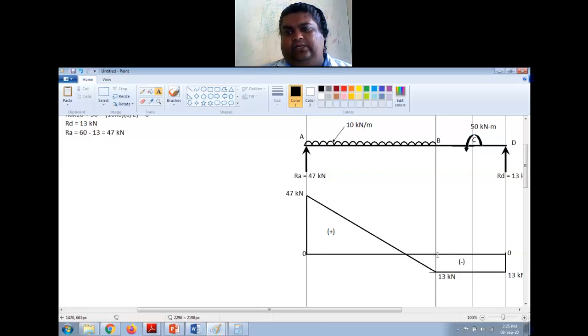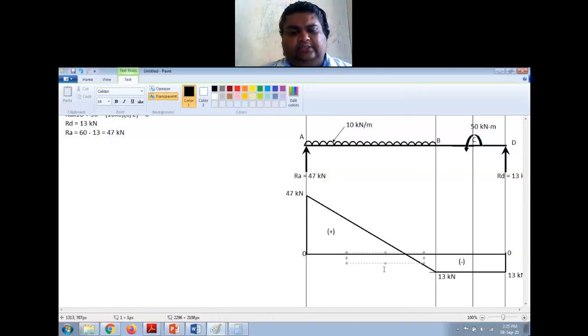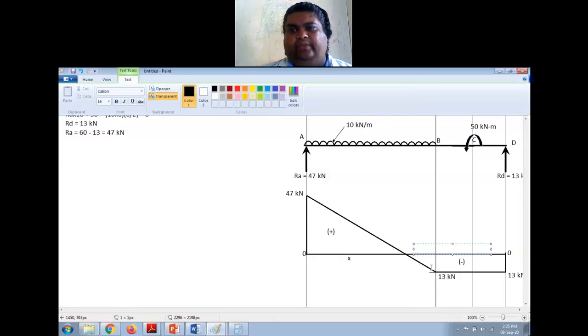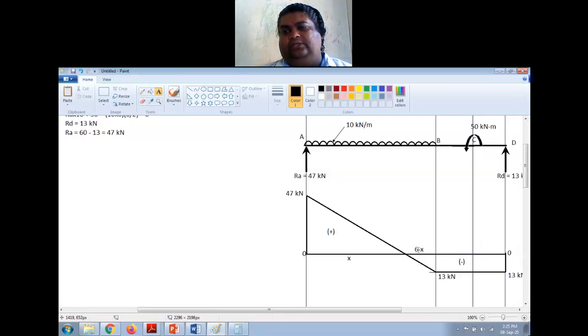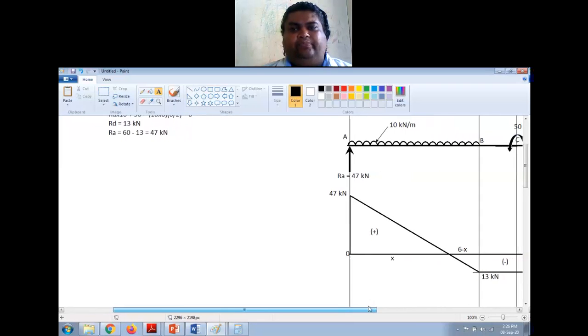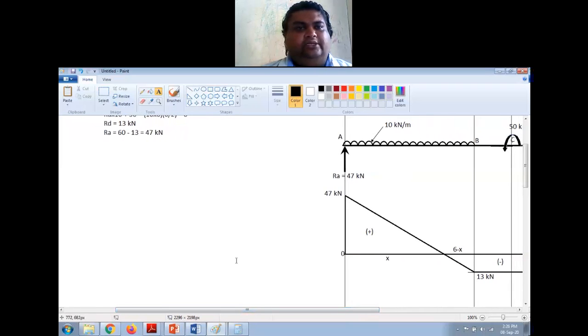Now I know the total length AB, right? Now if I call this small x, this will be 6 minus x, right? So using this logic, you will have to calculate this x, and at that point, what is the bending moment? That will be the maximum bending moment. Okay, so let us do that.